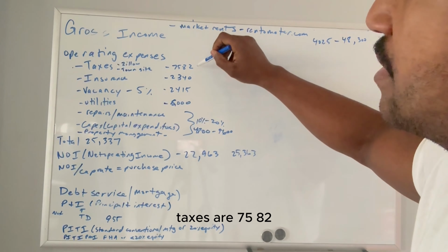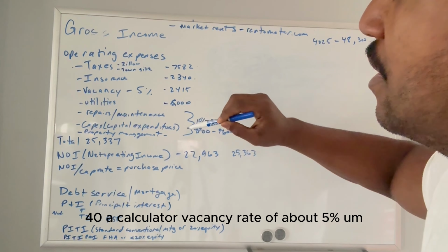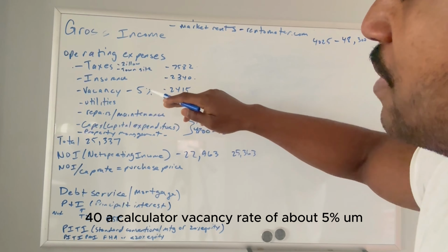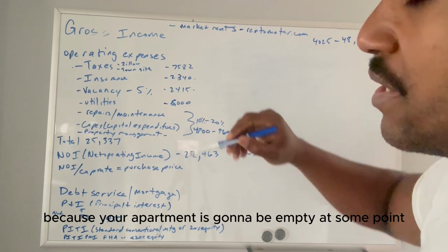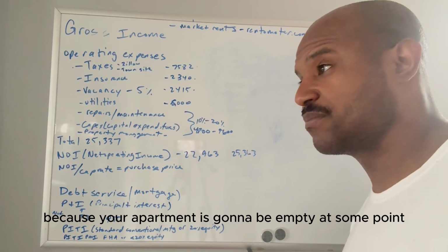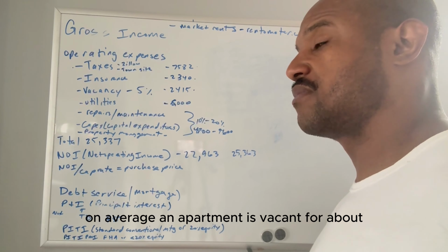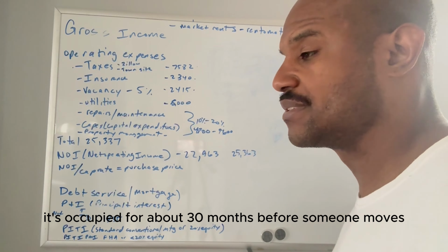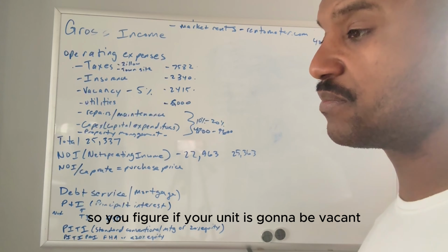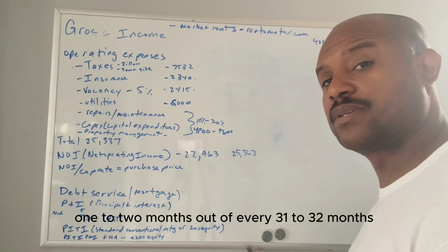Again, taxes are $75.82, insurance is $23.40. A calculated vacancy rate of about 5%, because your apartment is going to be empty at some point. It might be every few years. On average, the apartment is occupied for about 30 months before someone moves. So you figure a unit is going to be vacant 1 to 2 months out of every 31 to 32 months.